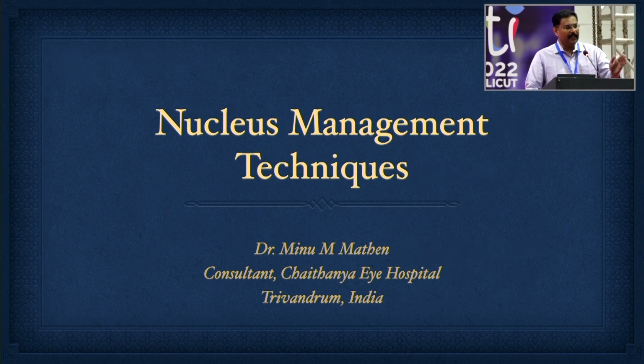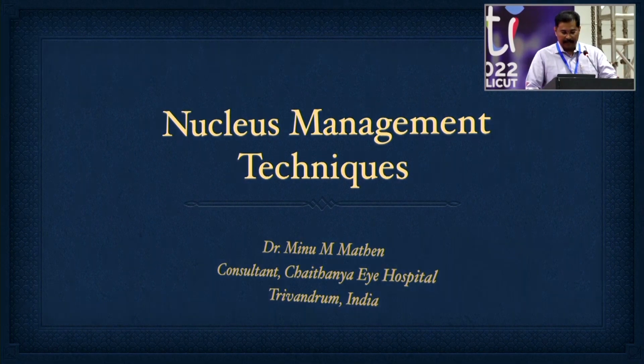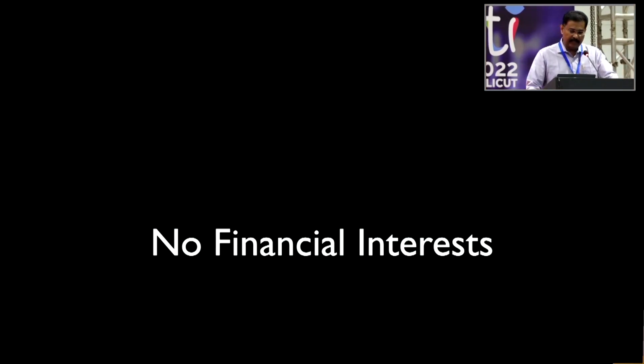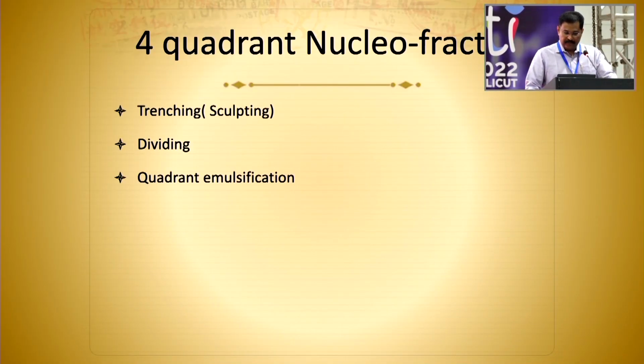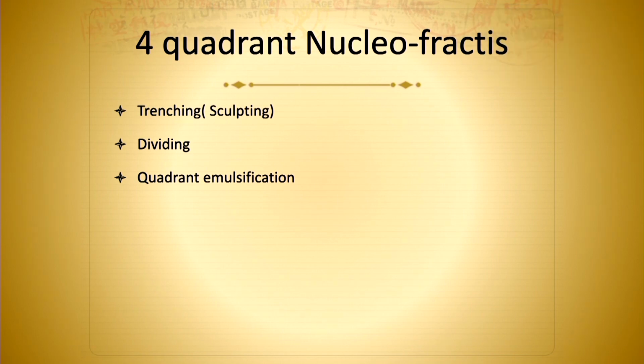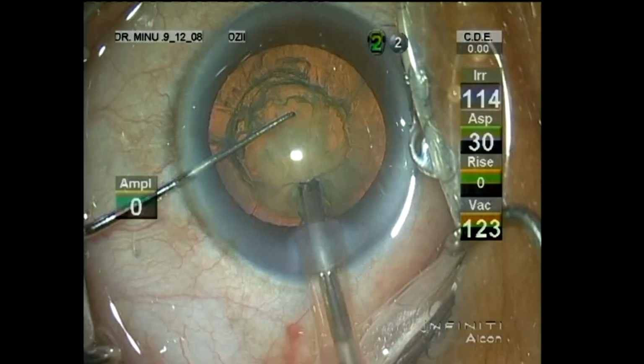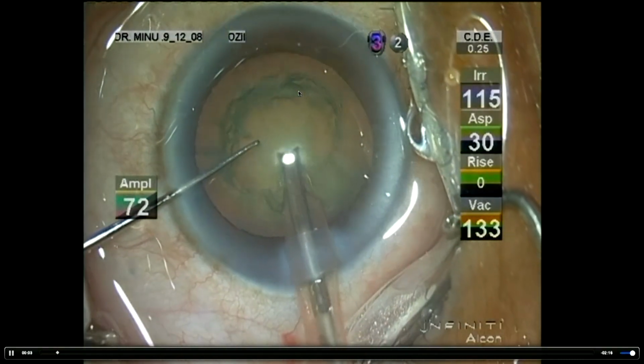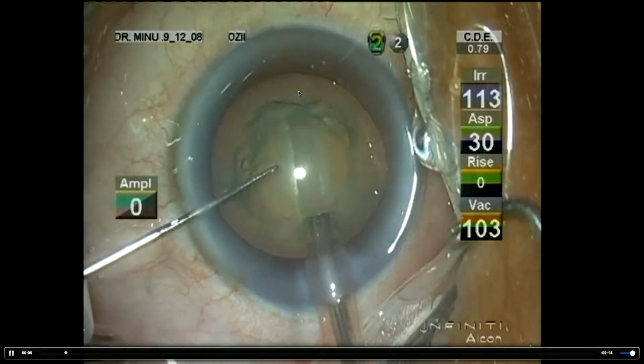So for that, we need to emulsify the nucleus or disassemble the nucleus and then take it out. So no financial interest in this presentation. So first of all, this I have been telling repeatedly, we need to do this first. If you are a trainee or a young surgeon, you need to do this 4-quadrant technique. So for that, basically select a grade 2, grade 3 kind of nucleus.